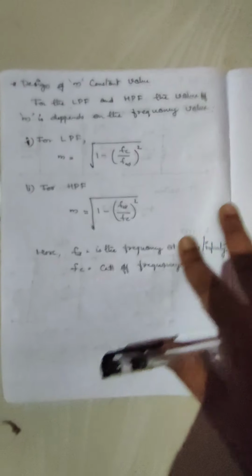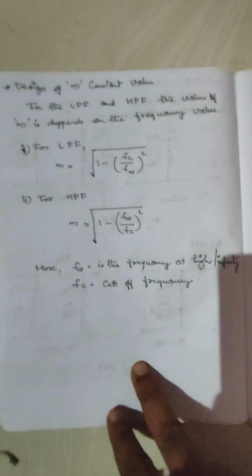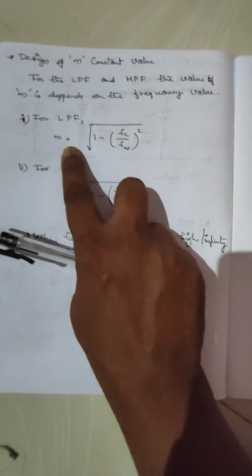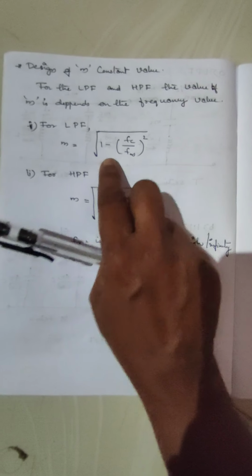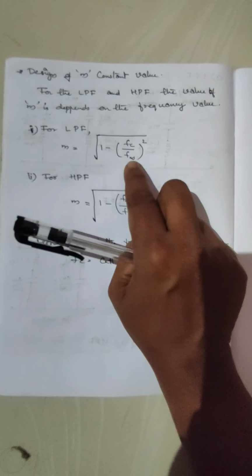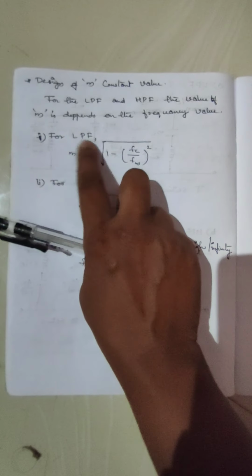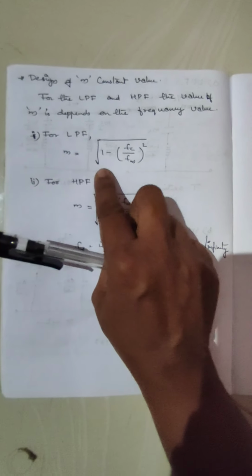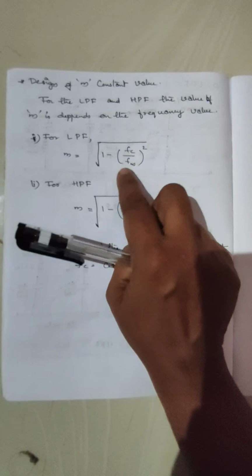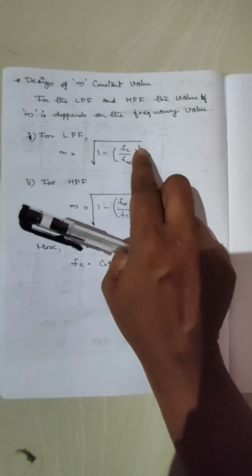Okay, so for calculating the value of m, in the case of low pass filter and high pass filter its value will be different. For the case of low pass filter the m value will be equal to root of 1 minus fc divided by f infinity whole square. Therefore in the case of low pass filter the m value will become root of 1 minus fc divided by f infinity whole square.